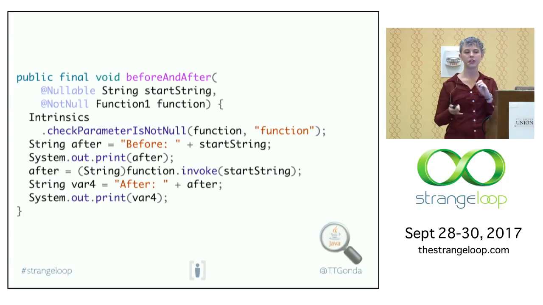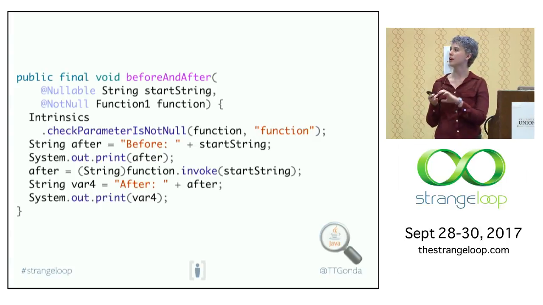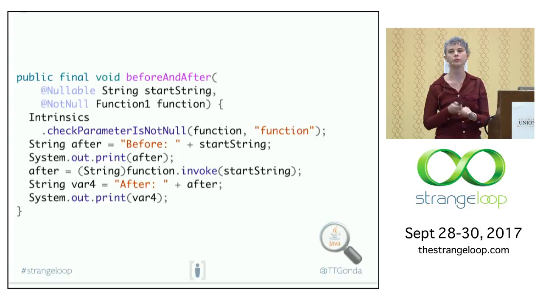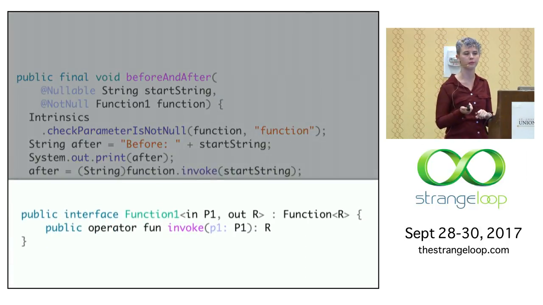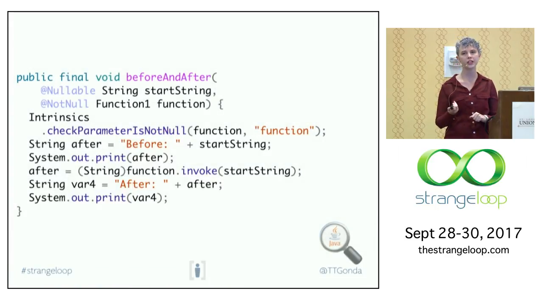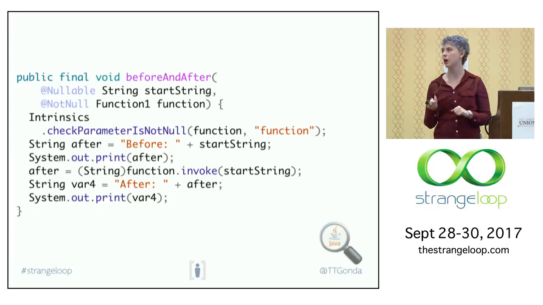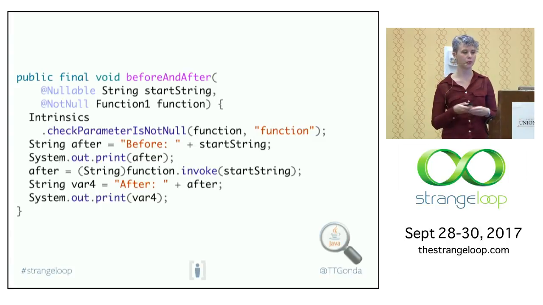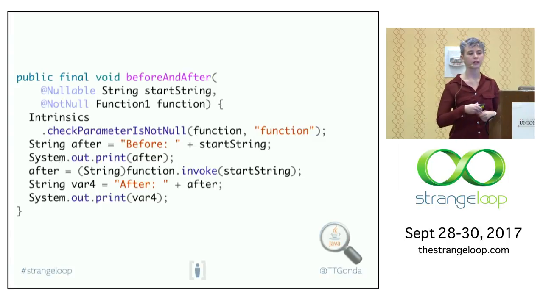We see that a function takes a string and a Function1 object. We can look at the interface for Function1. The 1 corresponds to the number of parameters. And it has one method, invoke. The first thing inside the body of this method is to check to see if the parameters are null. We've seen that before. And then we're concatenating the string to print out.